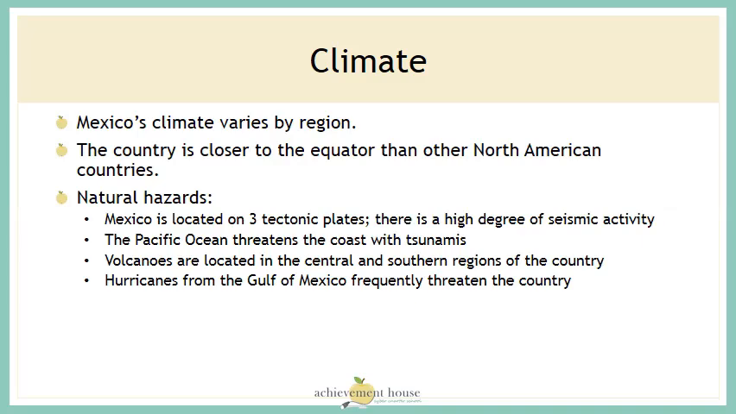The Pacific Ocean threatens the coast with tsunamis. Volcanoes are located in the central and southern region of the country. And hurricanes from the Gulf of Mexico frequently threaten the country.